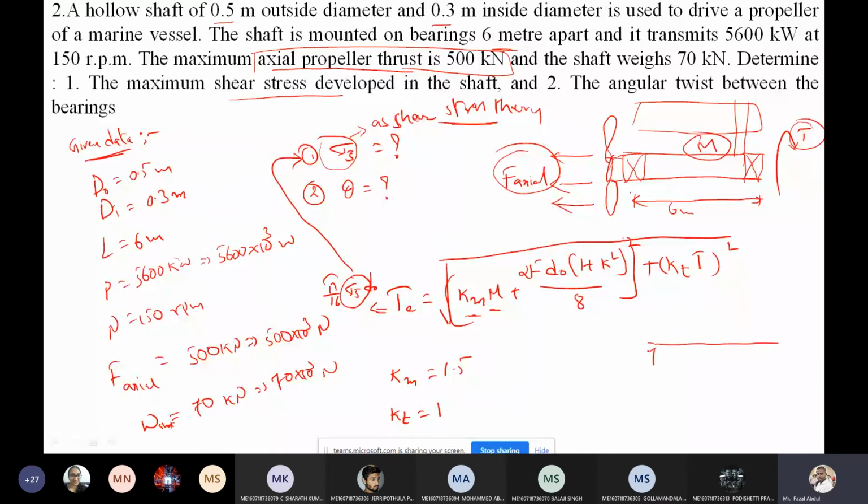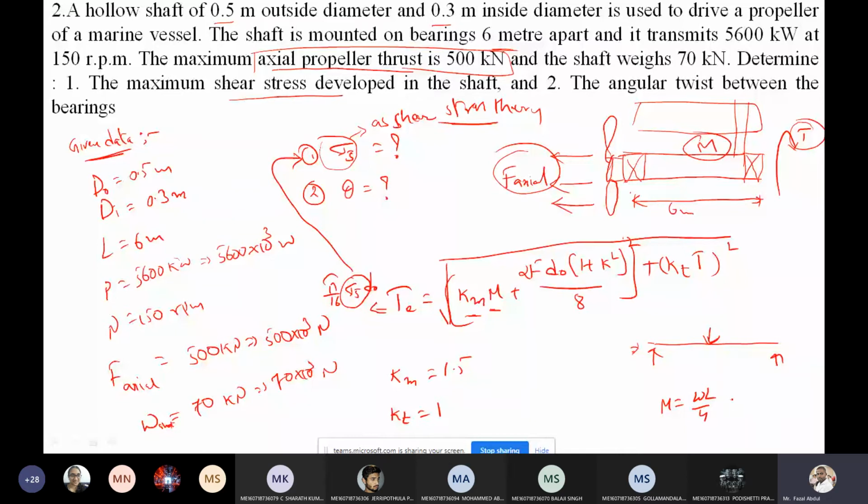This is a simply supported beam carrying one point load at the middle. What is the bending moment equation for this case? The bending moment equation is WL by 4. This figure appears similar to this case: simply supported beam, concentrated load carrying at the mid of the beam. So for that reason, I'm taking the bending moment as WL by 4.